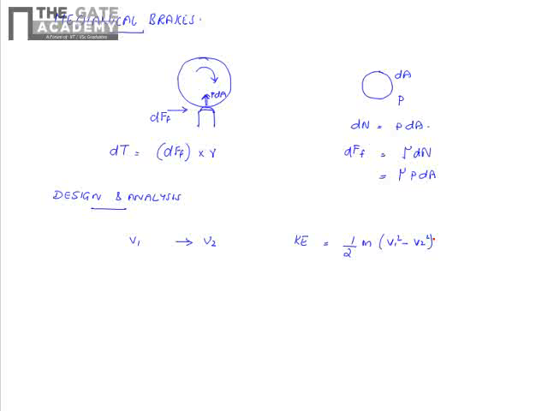Or if it is a rotating body which is rotating with angular velocity omega 1, and due to the braking applied its angular velocity comes down to omega 2, then the kinetic energy lost in this process will be given as half I into omega 1 squared minus omega 2 squared, where I is the mass moment of inertia of the wheel or rotating body.